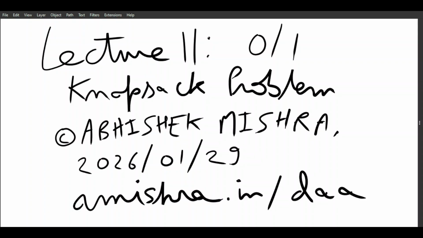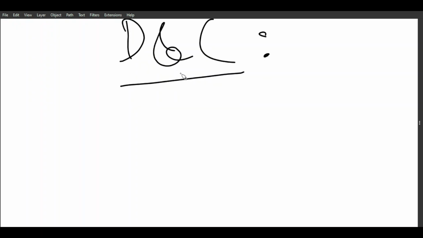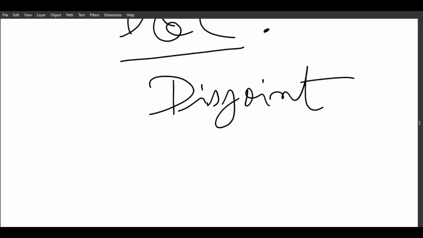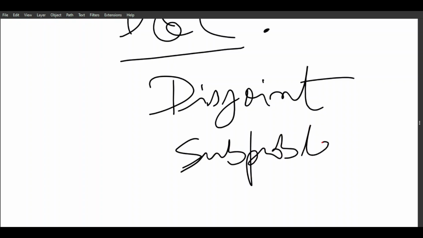First was divide and conquer, and in divide and conquer we divide our large problem into smaller subproblems, solve the subproblems and combine them to get the solution. So the first characteristic of the problems for which we design divide and conquer algorithms is that they should have disjoint subproblems. By disjoint we mean the problems are distinct. We have to solve both, whatever number of subproblems are there.